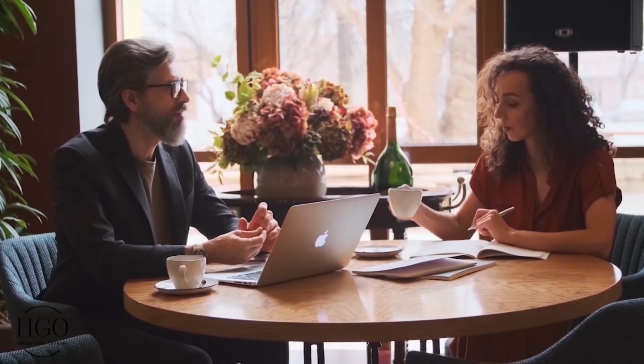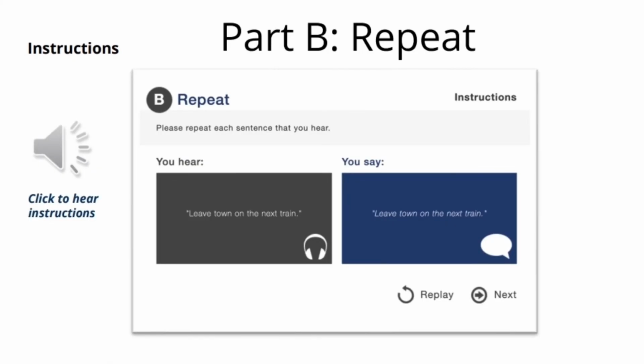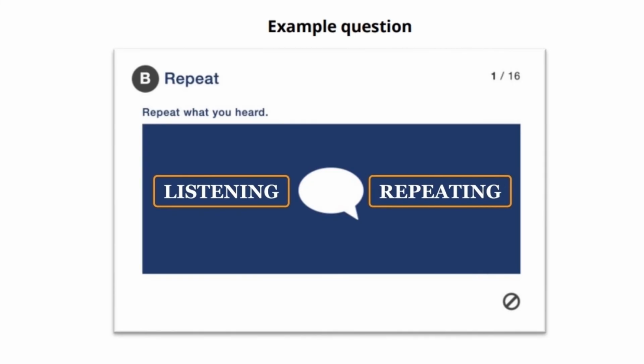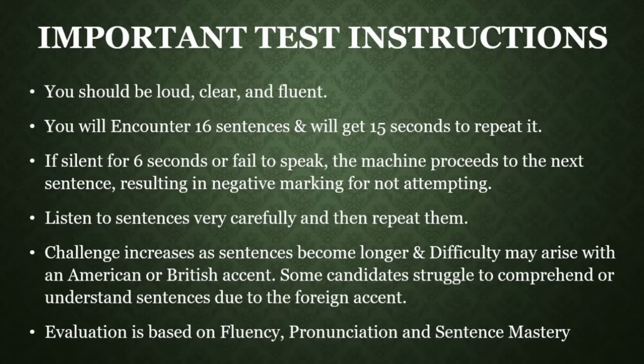Let's move on to our next section, part B, repeat. In this section, you will hear an automated voice that will speak a sentence to you, and you must repeat it exactly as you hear it. This section is all about listening and repeating these sentences. For example, the machine will say, leave town on the next train, and you must respond by repeating, leave town on the next train. Be loud, clear, and fluent.